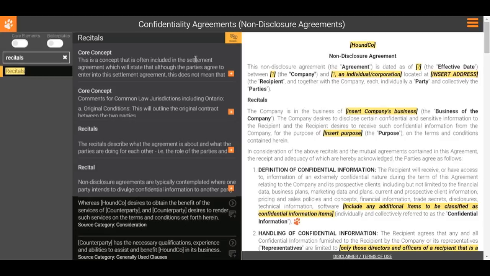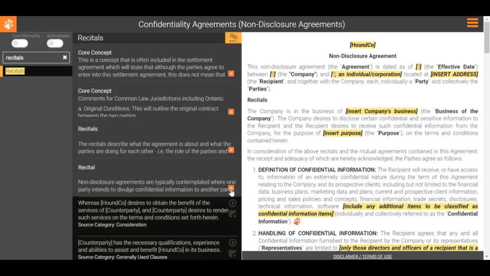Recitals may include references to negotiations under which the confidential information is being divulged, or the underlying employment agreement, or any other circumstances which give rise to the sharing and protection of the confidential information that is the subject of the non-disclosure agreement.